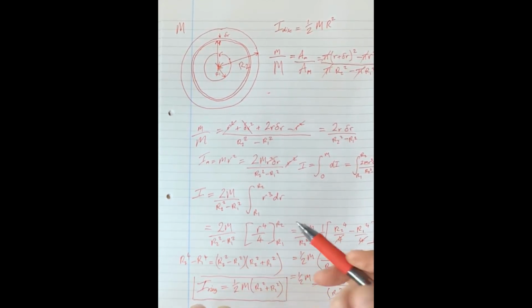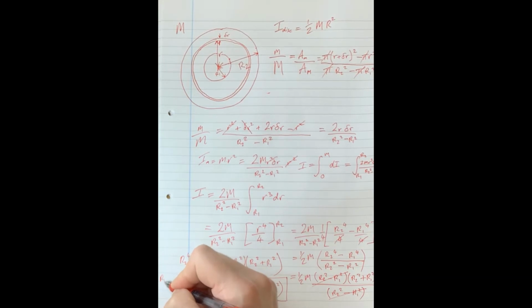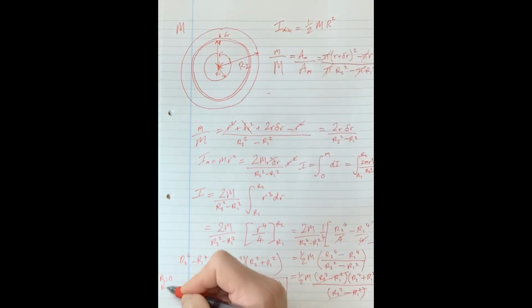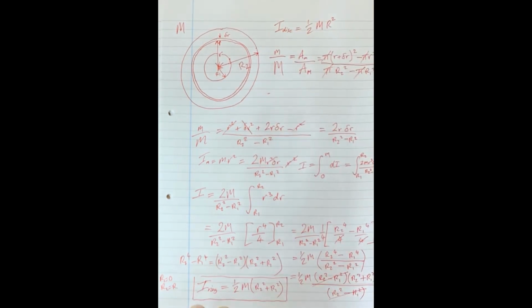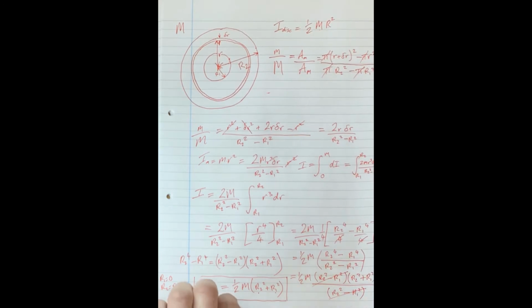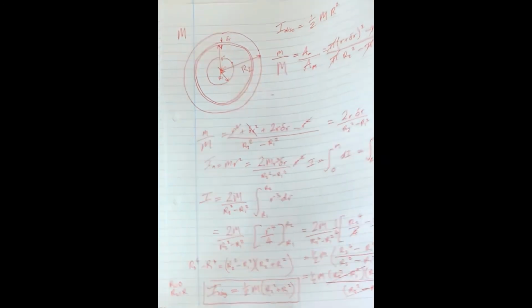And as I said at the start, we can simplify this down to here, because if we suggest that r1 was 0, so we're starting from the center going all the way to r2 being the radius of our disk, if I replace that with 0 and that with r, I'm just going to get out half M r squared.